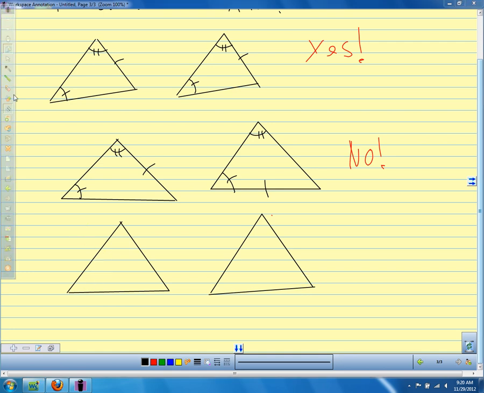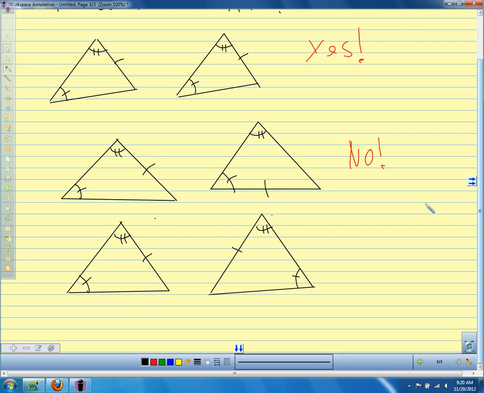So I'm going to do this one, just like we've done before, and I'm going to do this one like this. Do the parts match up in the right order? No. Have a few yeses and a few nos. Another yes?